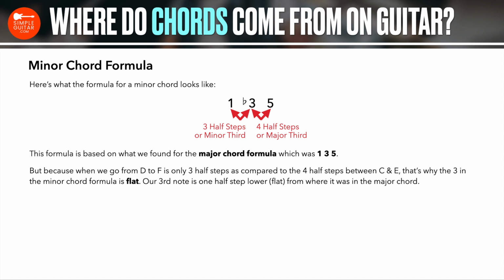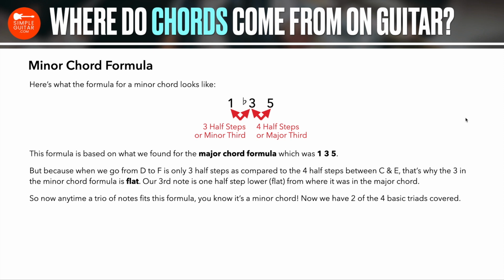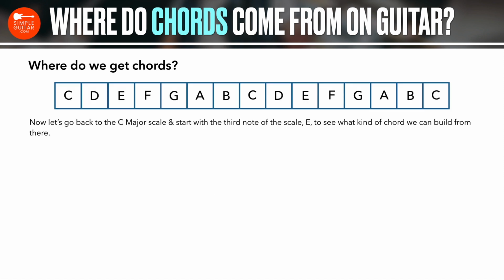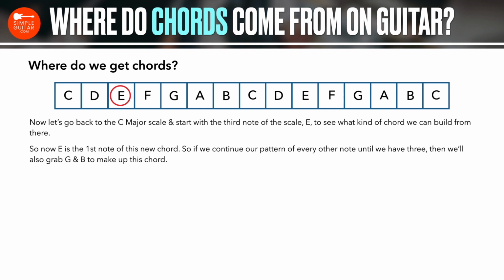So our major chord formula is 1, 3, 5, and our minor chord formula is 1, flat 3, and 5. So anytime a trio of notes fits this formula, you know that it's a minor chord. Now we have 2 of the 4 basic triads covered. Okay, so now let's go back to the C major scale and start with the third note of the scale, E, to see what kind of chord we can build from there.